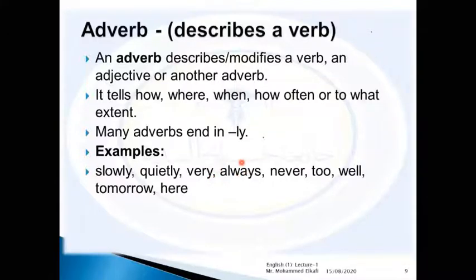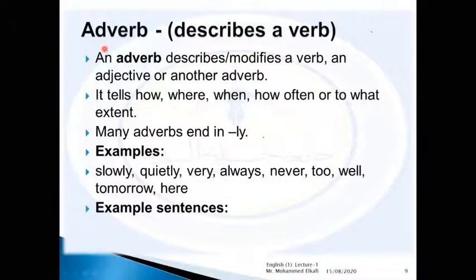Always is also an adverb. Never, to, well, tomorrow. All of them are adverbs, or examples for adverbs.